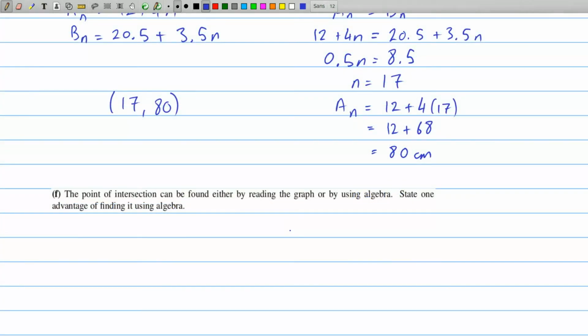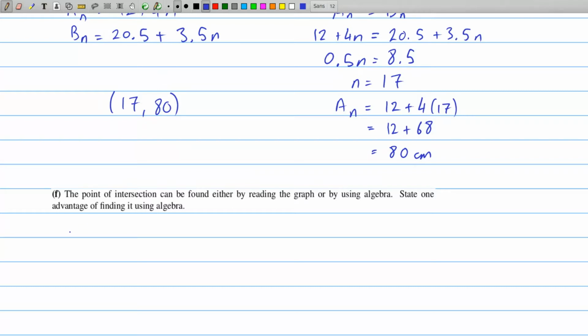And the next part kind of plays on that. At least in this case, you may end up with the exact same point in your own diagrams. But it says the point of intersection can be found by either reading the graph or by using algebra. So essentially either the method used in part D or the method used in part E. So state one advantage of finding it using algebra.